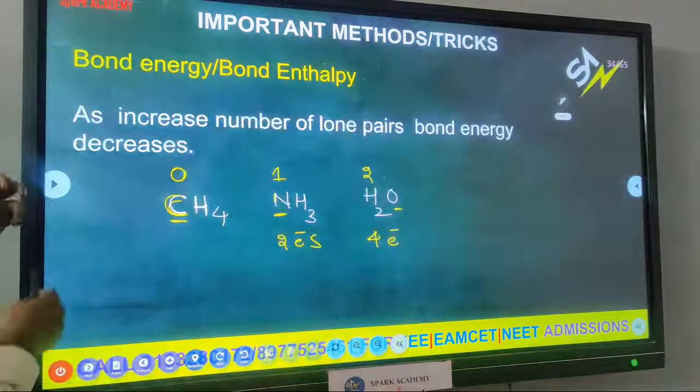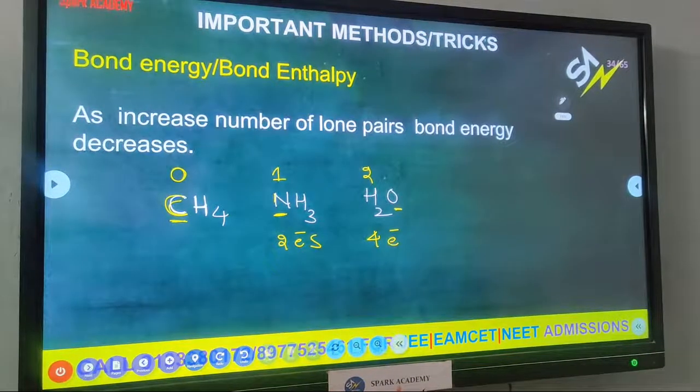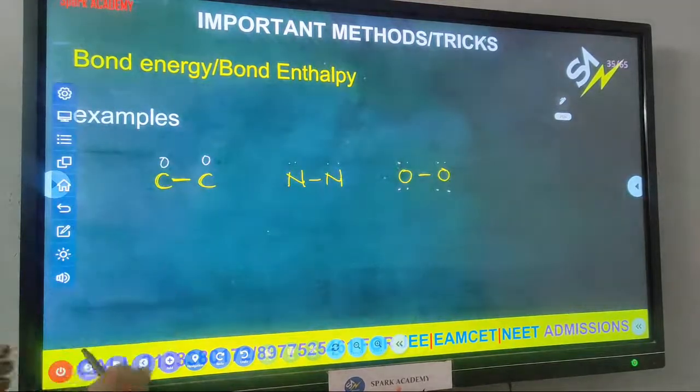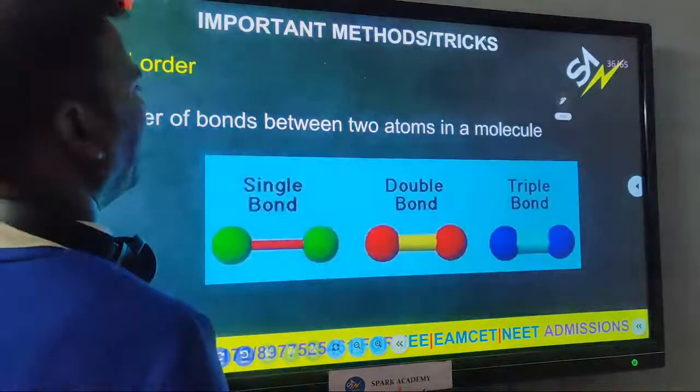So we repeat this again. As the number of lone pairs increases, bond energy decreases. This is explained by VSEPR theory also. That is clearly explained about the bond energy, bond enthalpy.